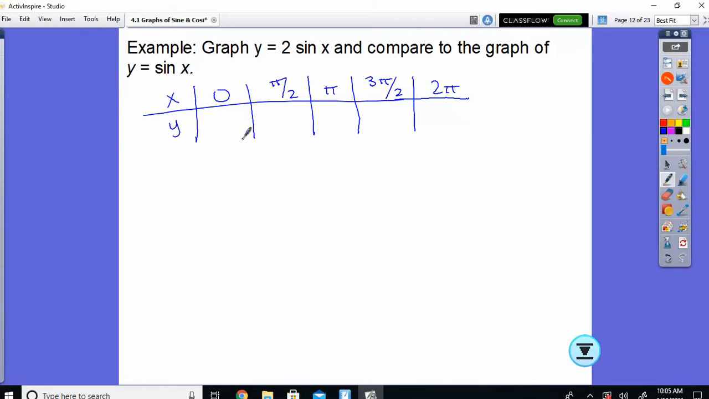So if I put in a 0, sine of 0 is 0, times 2 is 0. Pi over 2, sine of pi over 2 is 1, times 2 gives me 2. Pi, sine of pi is 0, times 2 is still 0. Sine of 3 pi over 2 is negative 1, times 2 is negative 2. And sine of 2 pi is 0, times 2 is 0.